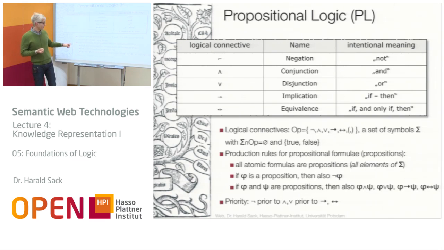And of course, all atomic formulas are propositions, so all elements of sigma are propositions. Then, if phi is a proposition, then also not phi is a proposition. And if phi and psi are propositions, then also both of them connected with a logical connective, that means and, or, if-then, or equivalent, are also propositions. And there are certain priority rules. Negation takes priority over conjunction and disjunction, and these take priority over implication and equivalence.